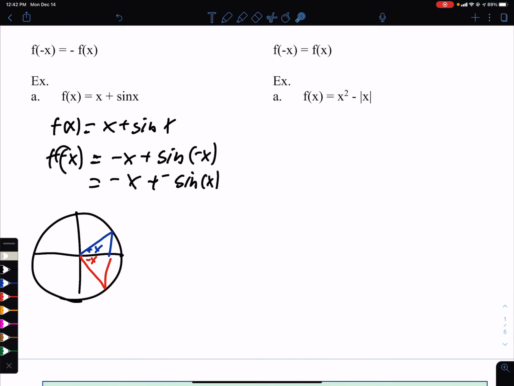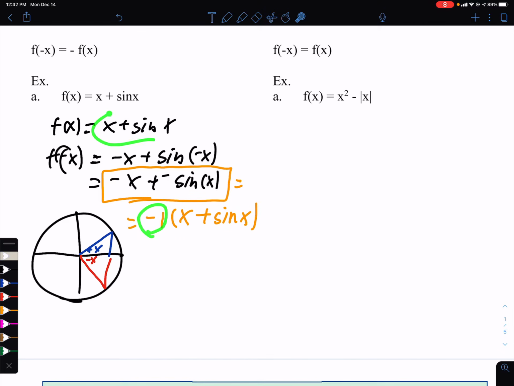So let's compare the two. Our final conclusion: that can be factored to minus 1 times x plus sine x. And they are opposites. These are the same, but a negative. Therefore, this is an odd function. Okay?